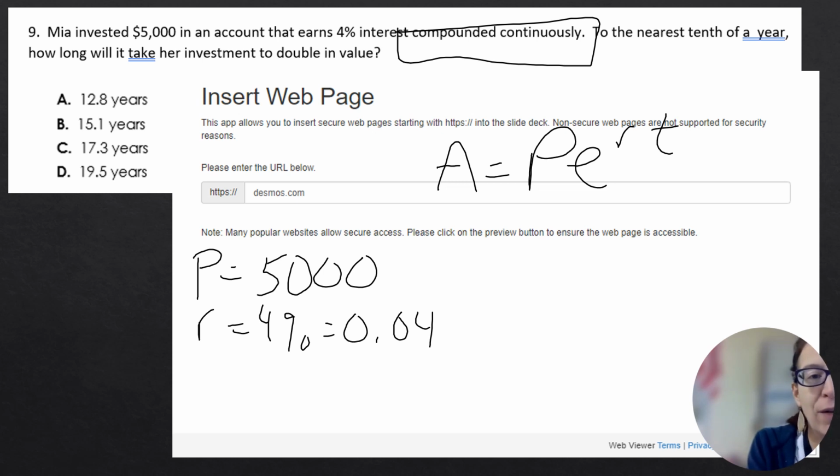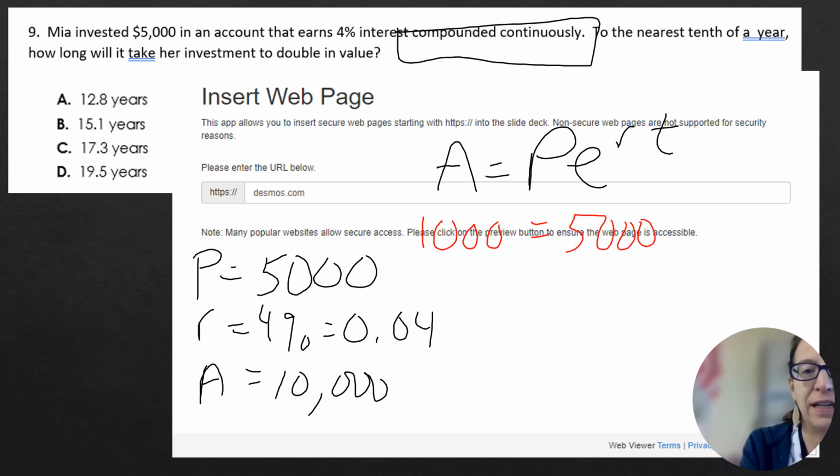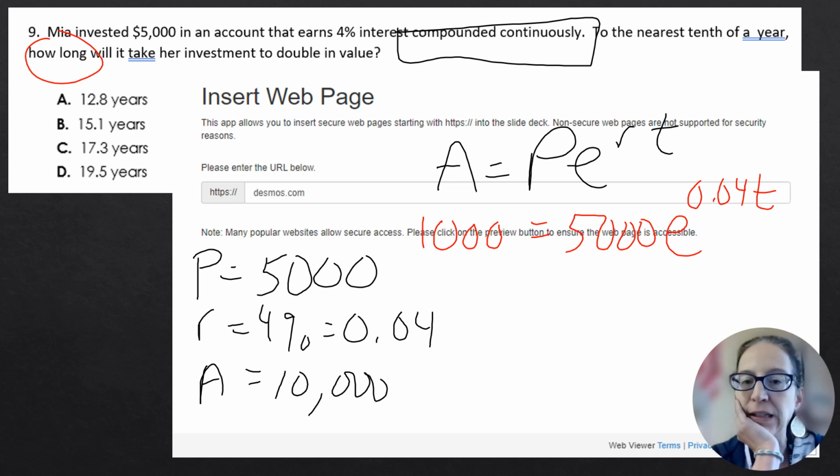And we want to know how long it's going to take her investment to double, which means the final amount would have to be 10,000. Now remember that you don't actually need to have either of those numbers. You could just say, how long does it take for it to double? And then we plug each of those in where they go. So 10,000 is equal to 5,000 e to the 0.04t. Again, we were asked the nearest tenth of a year, how long? And now we need to solve this for t.